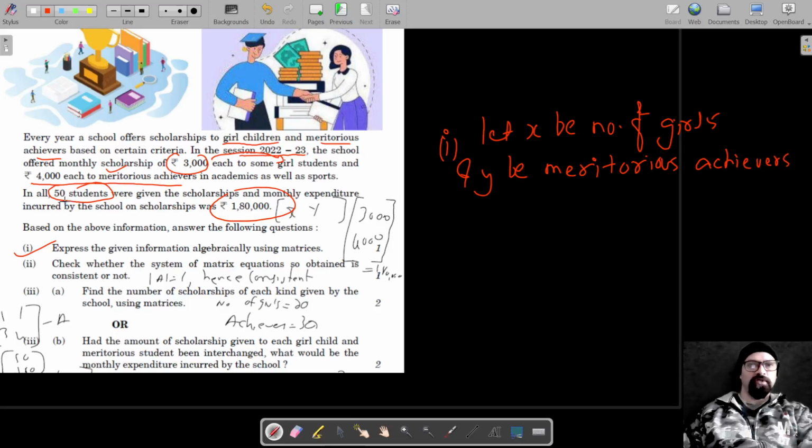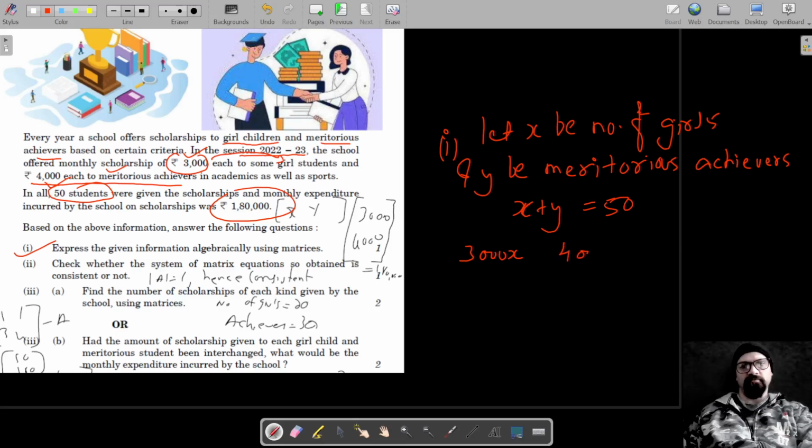Okay, so they are a total of 50. The first equation is x plus y is equal to 50. And now it's given that 3,000 is given to each girl child. So the number of girls is x, so 3,000 into x is the expenditure on girls. And 4,000 for the meritorious, so 4,000 into y is for the meritorious.